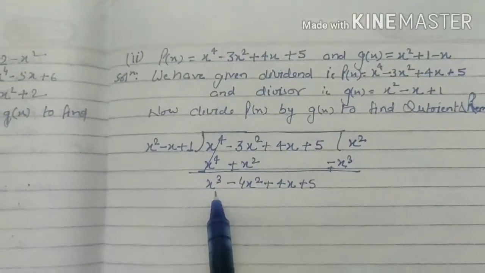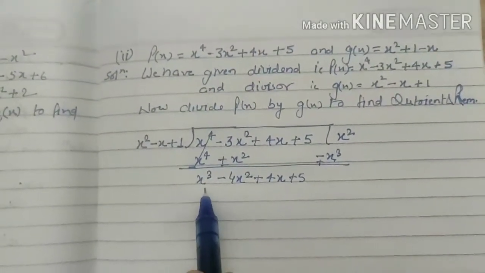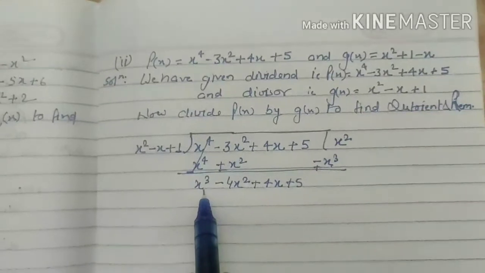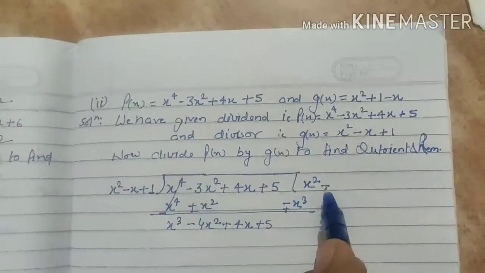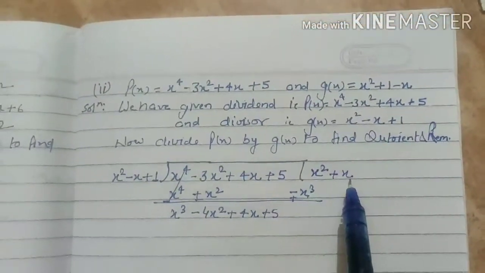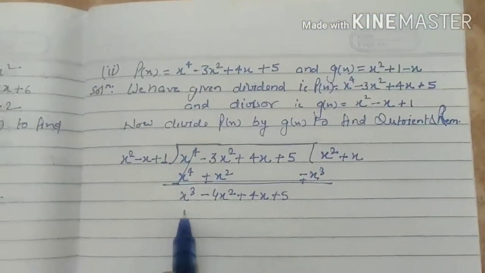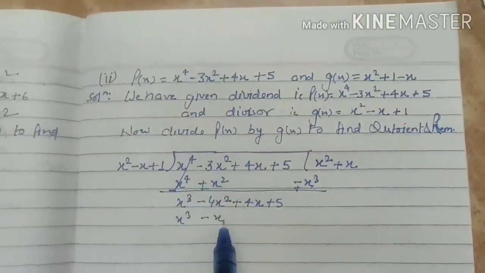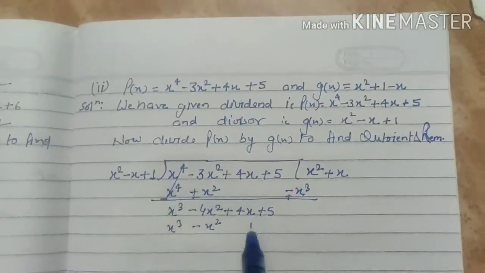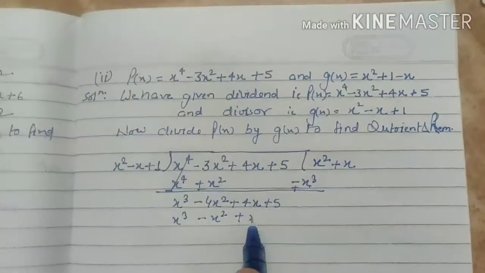So the next step, we have highest degree term as x cube. So now divide x cube with the x square. So this will be plus x. So now multiply this x with these terms. We will get x cube. X into minus x become minus x square. And x into plus 1 become plus x.